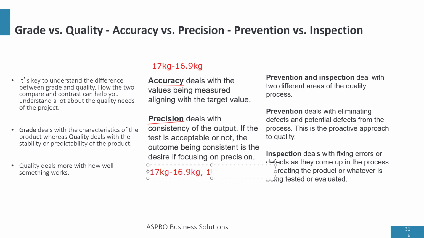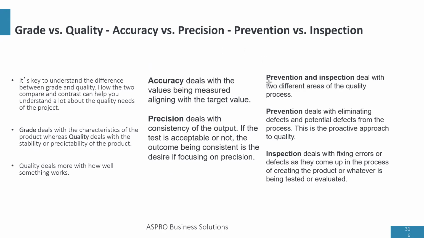The first time I weighed it, it was 16.9. The second time it was 17.2 kilograms. The third time it was 17 kilograms. And each time you weigh it, it's giving you different results. That means the instrument you're using has a precision problem. And that's that. Now, let's talk about prevention and inspection.